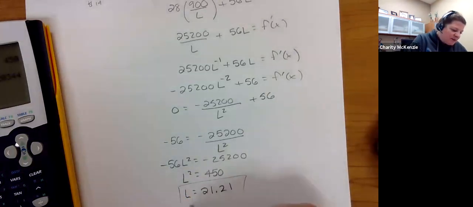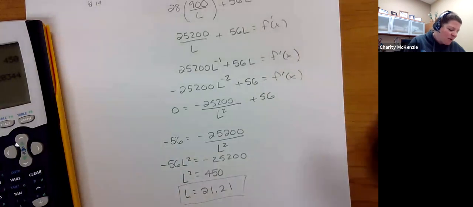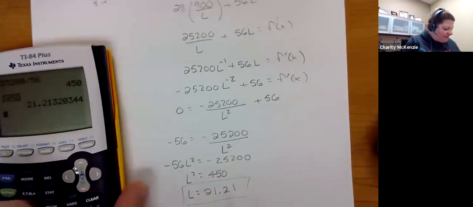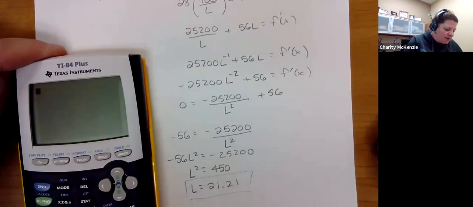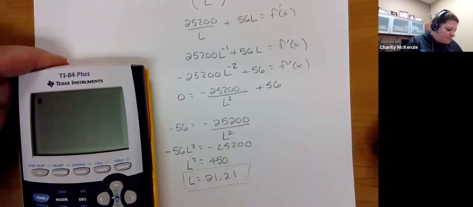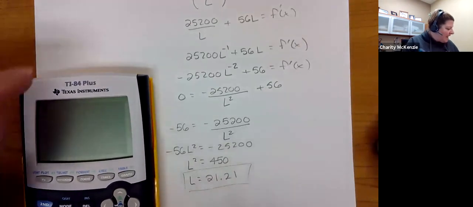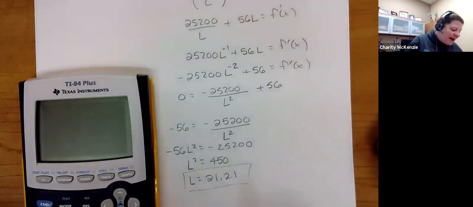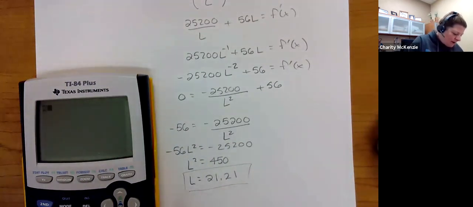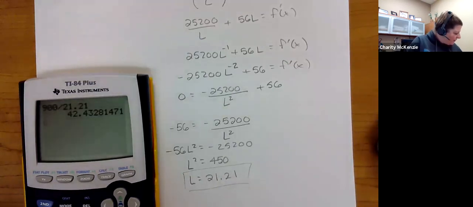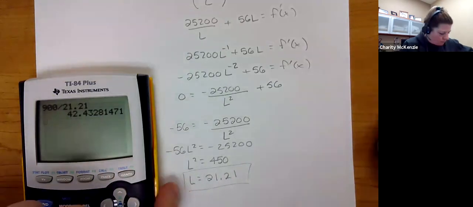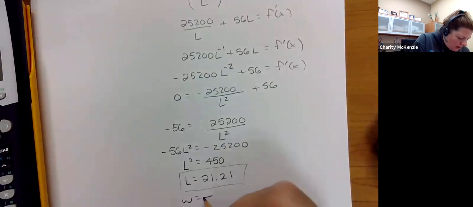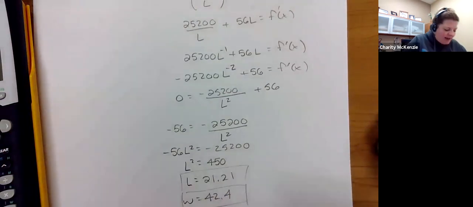So the length and the width have to multiply to 900. This is the length I found for my critical value, but it's also my answer, my length. And hopefully it's a minimum. We'll check that with our second derivative. But we have to put this in: 900 divided by 21.21 is about 42.4. So the width is about 42.4. So there's my L and W.